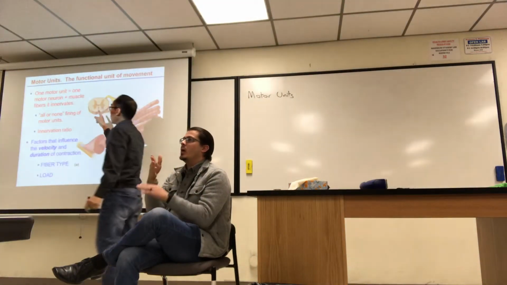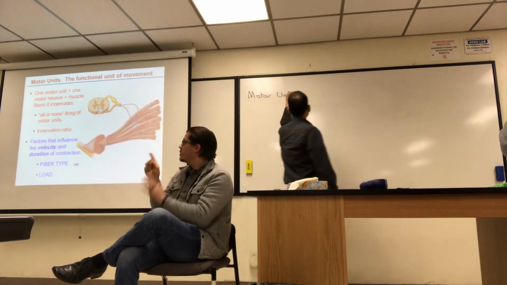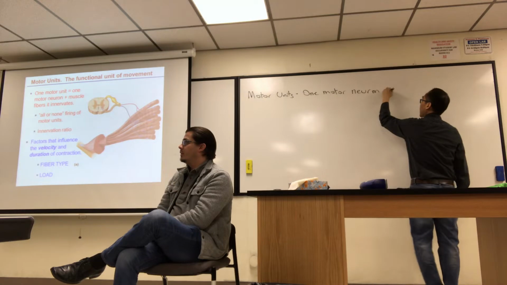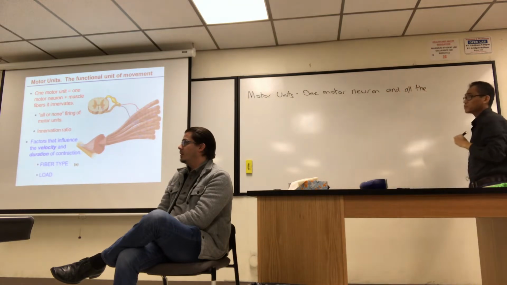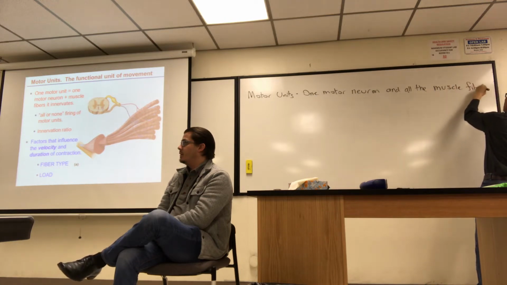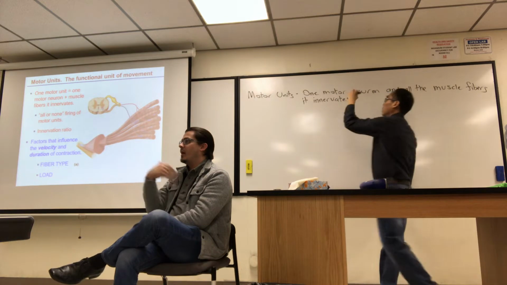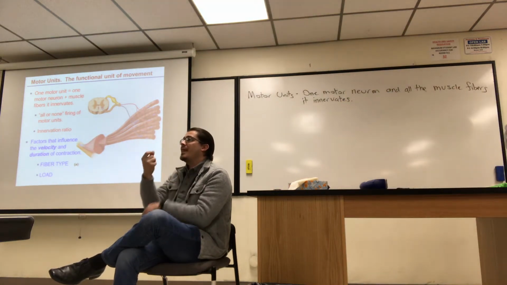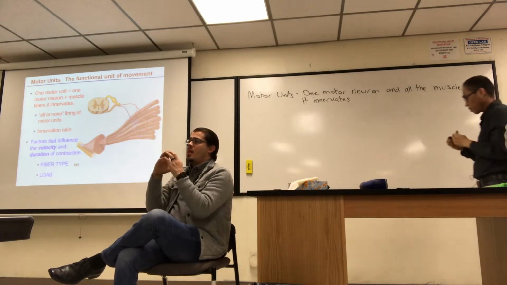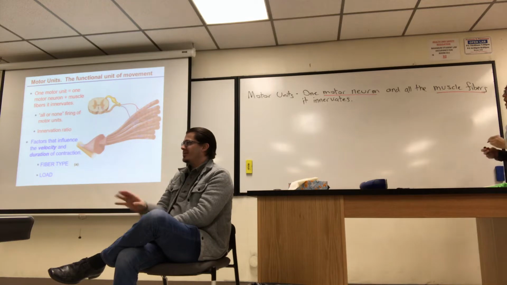All right, first definition, a motor unit. The definition is one motor neuron plus all the muscle fibers it innervates. And there's a picture of it. That's the unit. So we're talking about more than one cell, right? You have one cell, the motor neuron, and then you have many more muscle fibers, okay?